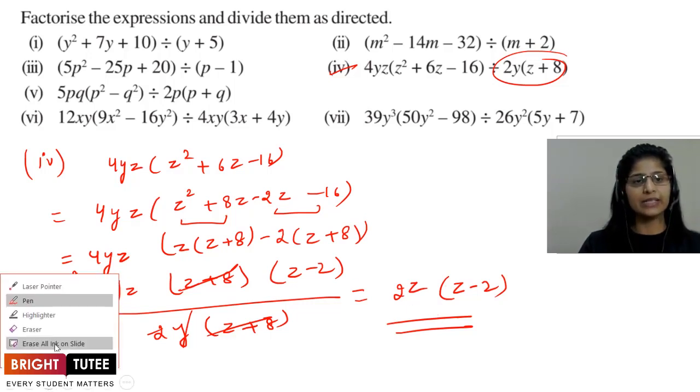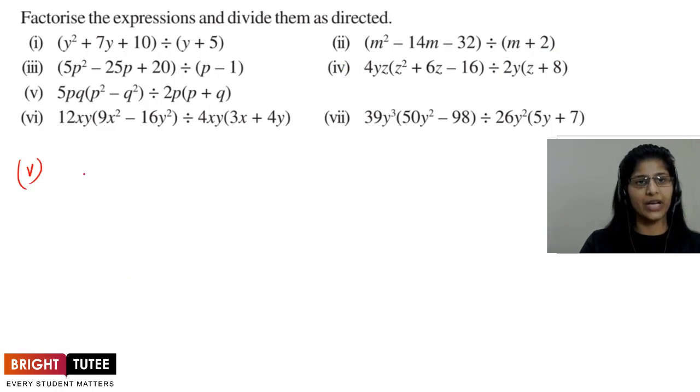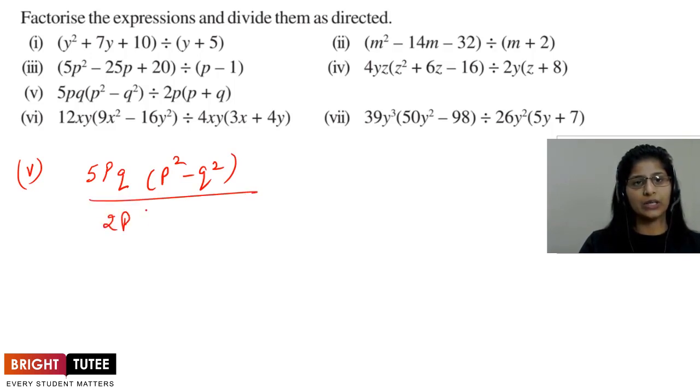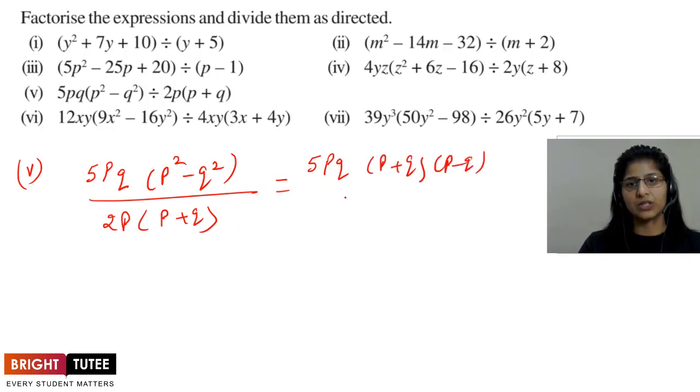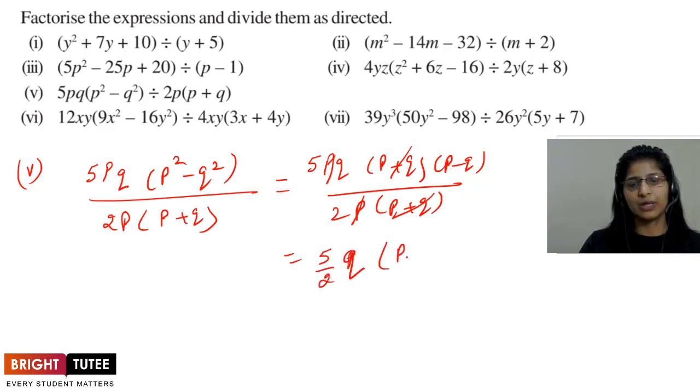Moving ahead with the fifth part, we have 5pq into p square minus q square, and we have to divide it with 2p into p plus q. So can we simplify it? Definitely. Just see p square minus q square. I hope you remember the identity a square minus b square. So we'll write p plus q, p minus q, whole divided by 2p into p plus q. So p getting cancelled, p plus q getting cancelled. We have 5 upon 2, then q into p minus q. This is the answer. Rest all is cancelled.